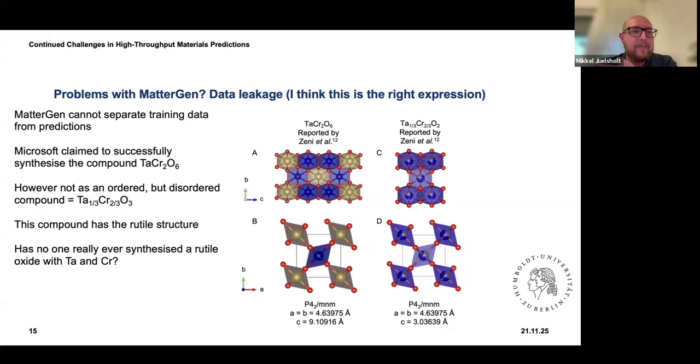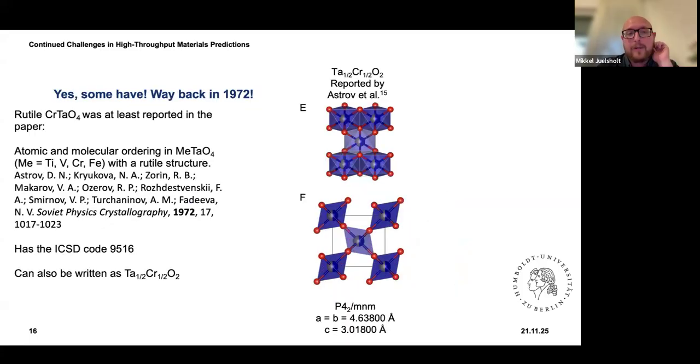I was kind of skeptical about that, because that seemed a really simple compound to synthesize. And it turned out, well, the answer is yes, people have done that before. It's back in 1972. There's this Russian team that have this structure here, which is a tantalum, chromium, 1-to-1 spinel oxide. And it's even a part of the ICSD, right?